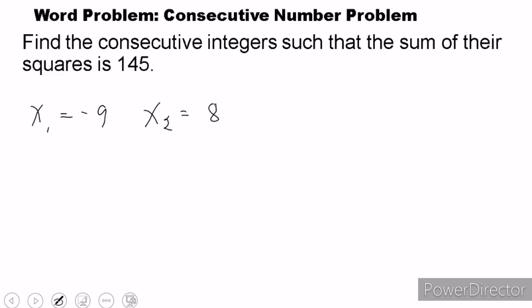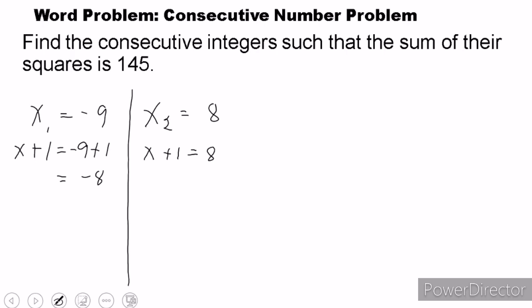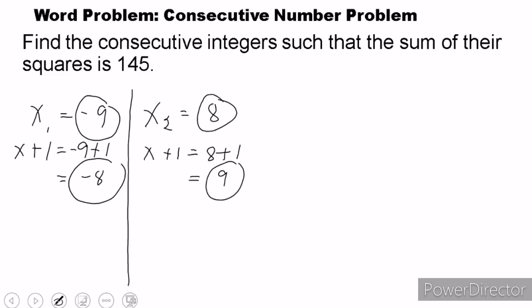Okay, since eto na yung dalawa natin, kukunin naman natin ngayon yung kasunod nilang number. So, sabi natin, yung kasunod ng x, x plus 1. So, we have negative 9 plus 1, which is equal to negative 8. Ito naman, x plus 1 is equal to 8 plus 1, which is equal to 9. So, alam natin na yung una nating set ng integers, ang value pala nila could be negative 9 and negative 8, yung dalawang consecutive integers, or 8 and 9. Alam natin na ang negative 9 and negative 8 ay magkasunod na integers. Yung 8 and 9 ay also magkasunod na integers.